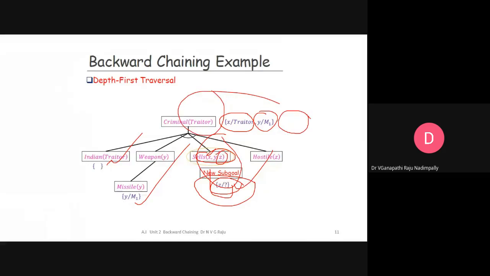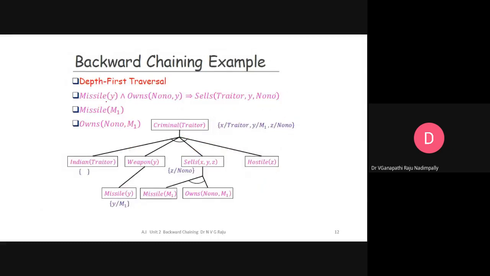So my next condition is, observe carefully. I have these conditions. Missile Y, owns of Nono, Y, traitor. This is one condition. Here we will get a value of Z. Then missile of M1 and owns of Nono and M1. Now here we should go in a different way. Here we have the values of X, Y, Z. How can I get these Sells? If I know about the Sells, I can go for these two values, missile of Y and owns of Nono, Y. Can I go? I know this statement here.